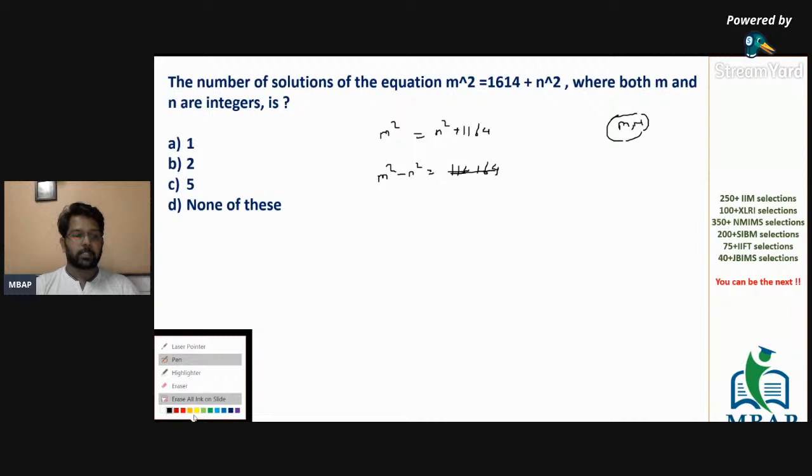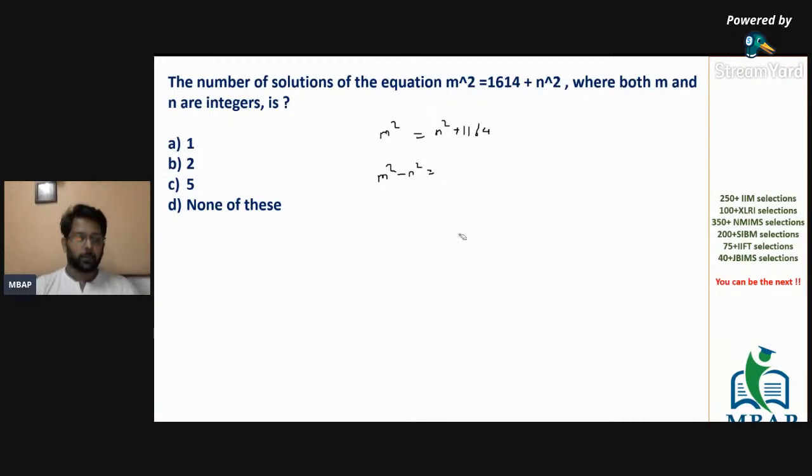I hope you got this. This is the same question where m square minus n square was nothing but equal to 1614. They have rewritten the question to make it slightly more challenging, but it is all 1614. Right? And we know whenever you get a question type like this, you want either odd into odd or even into even. 1614 is an even value. So odd into odd is not possible. The question is only about in how many ways can you write 1614 as a product of two even numbers?